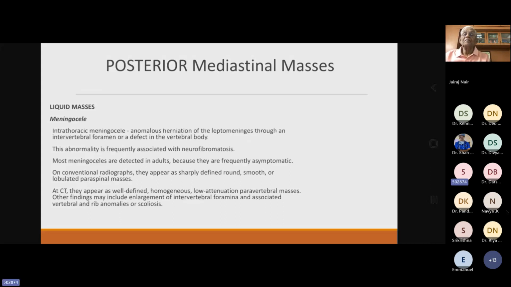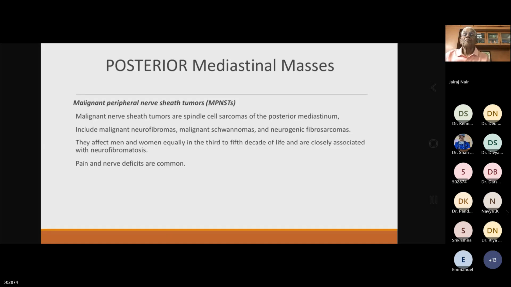Other findings may include enlargement of intervertebral foramina and associated vertebral and rib anomalies or scoliosis. Malignant peripheral nerve sheath tumors are spindle cell sarcomas of the posterior mediastinum. They include malignant neurofibromas, malignant schwannomas, and neurogenic fibrosarcomas. They affect men and women equally in the third to fifth decade of life and are closely associated with neurofibromatosis. The most common presenting symptoms are pain and nerve deficits.